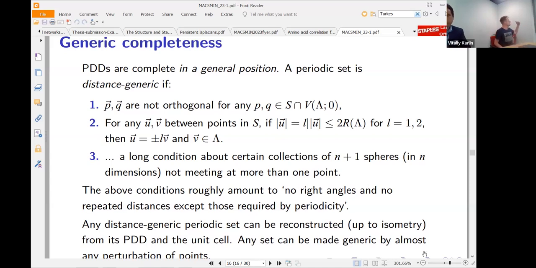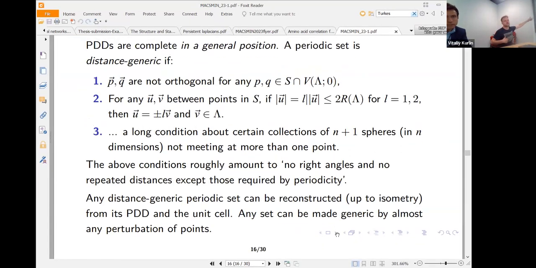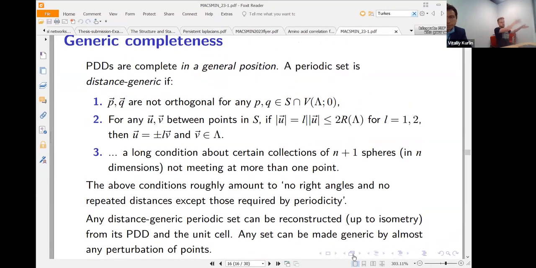So we get not full, but, I don't want to use the word partial actually, because generic is a good term. Basically, the collection of crystals that fail this are of measure zero, right? If you have a so-called bad crystal that doesn't satisfy these, almost any perturbation will make it generically complete.